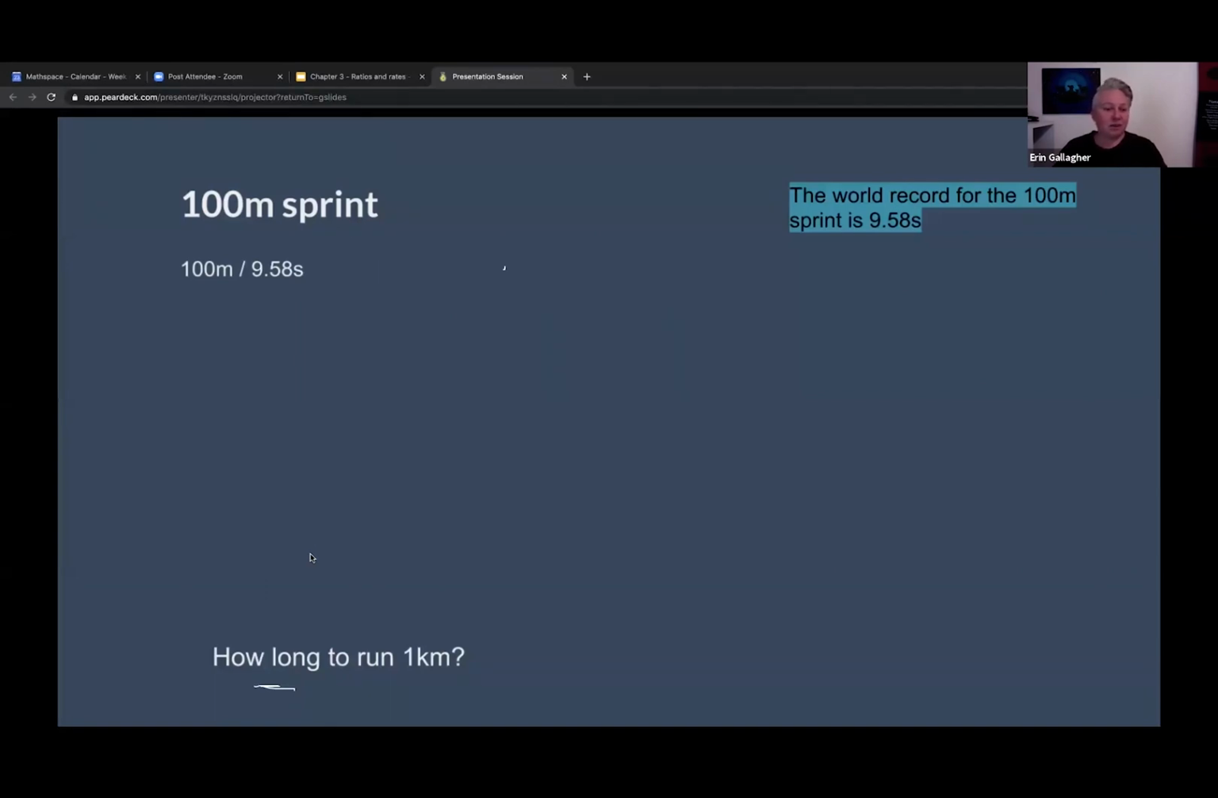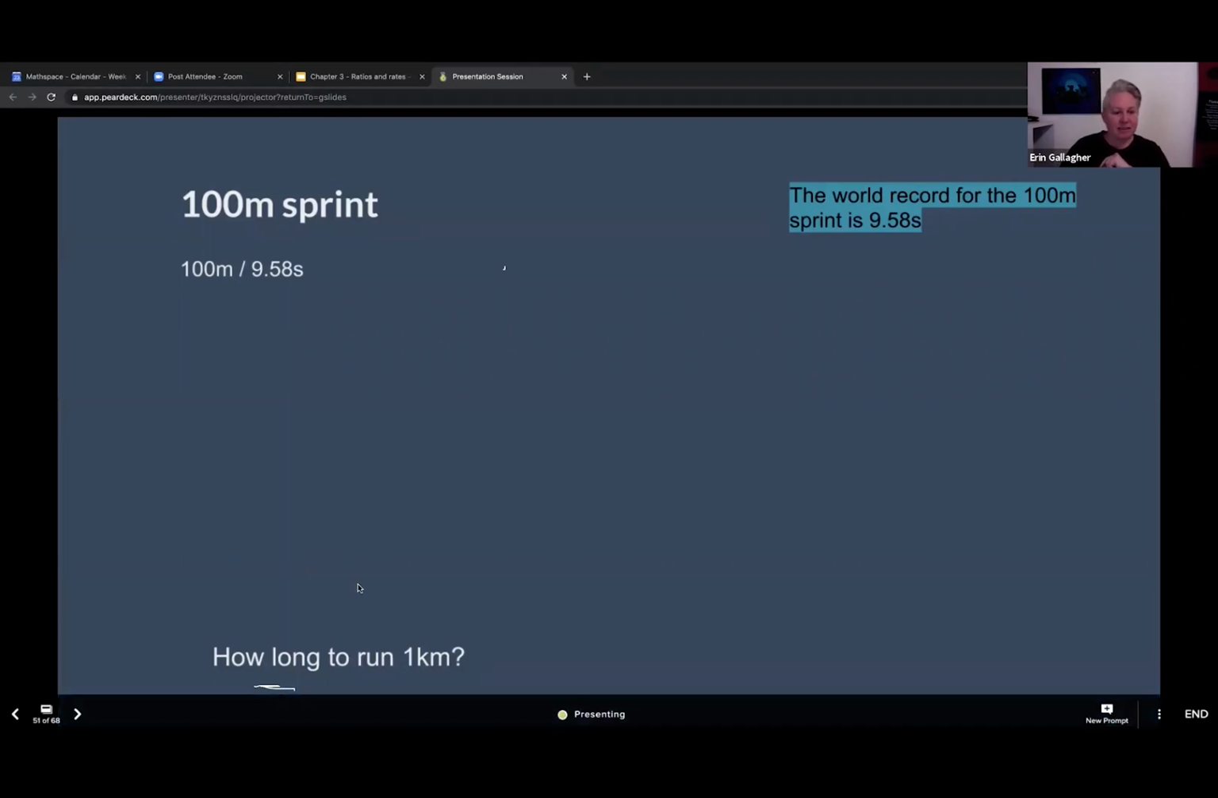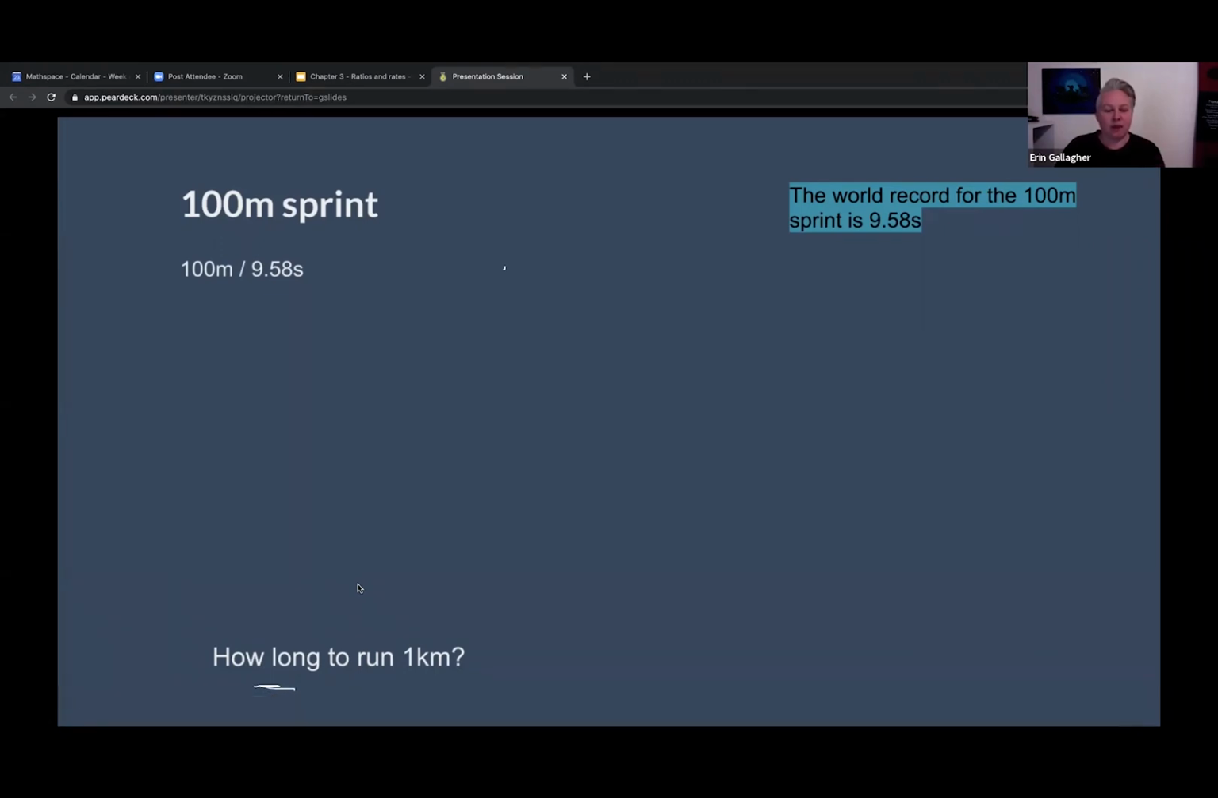What if I want to ask you how long to run 1 kilometer? How long will it take him to run 1 kilometer? Now, we're making some assumptions here. We're assuming he can keep up the pace for an extended period of time, which he probably couldn't, because he's exerting a lot of energy in a short period of time. We're just going to keep that assumption. We know that there's 1,000 meters in a kilometer, so we want to times that by 10. A lot of people threw that in the chat. So 95.8 seconds.